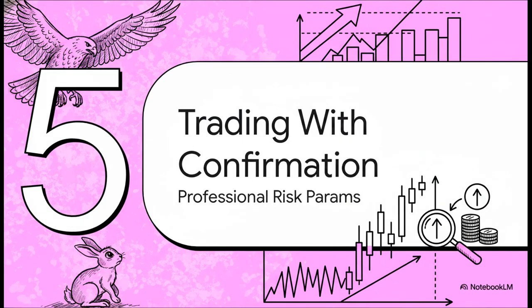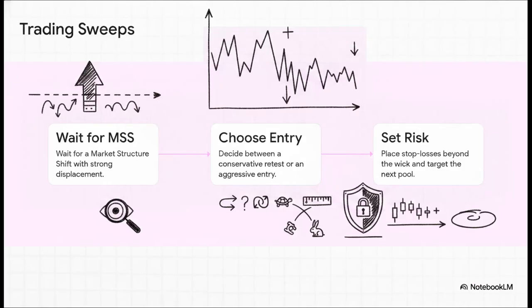And finally, Section 5, trading these sweeps with confirmation. Look, instead of panicking the second a key level breaks, you need to follow 3 disciplined steps. Step 1, wait for a market structure shift, which you'll sometimes hear called a change of character. Basically, let the price break a recent countertrend swing with strong displacement to confirm it's a true reversal. Step 2 is choosing your actual entry type. And step 3 is setting unshakable professional risk parameters. Let's dive into those last 2 a bit more.